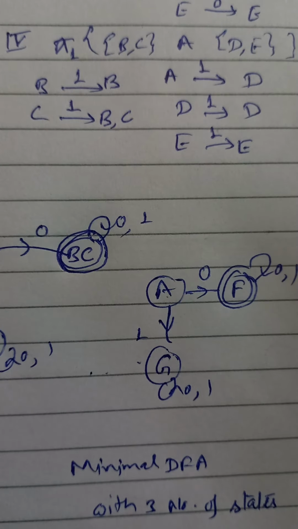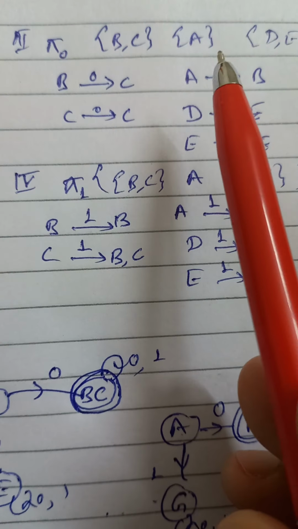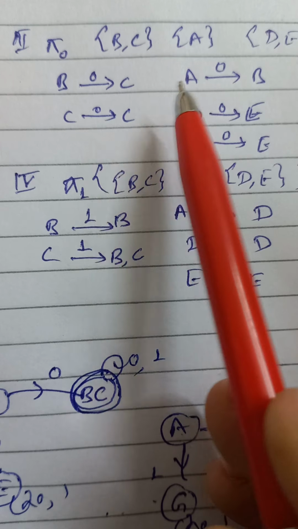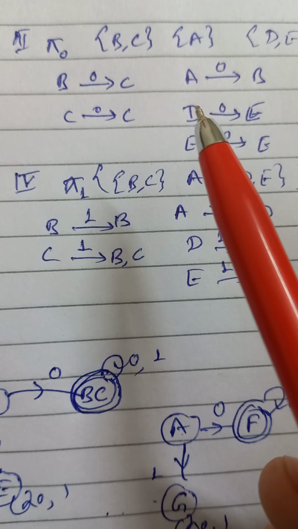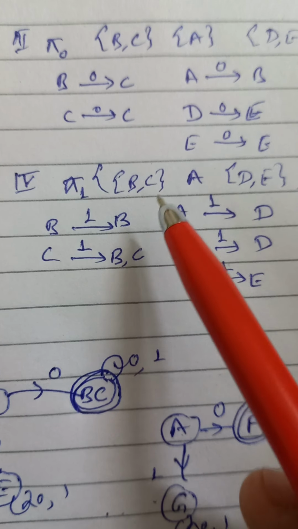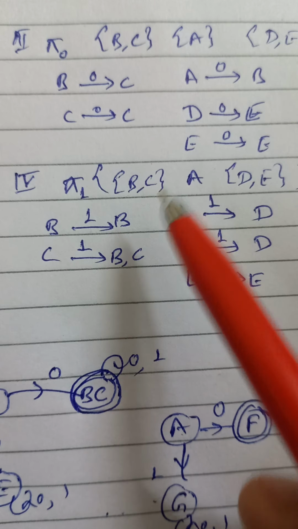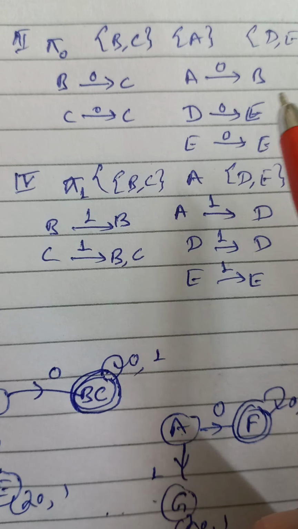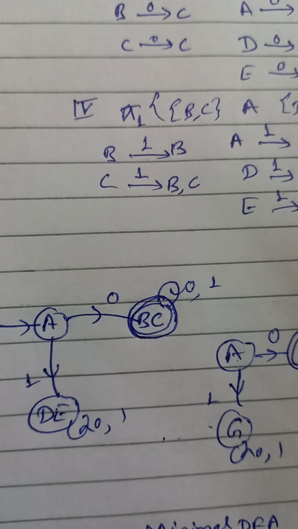So this is the way we can find it out. If states have a similar quality, we put them in one group, and we check both the 0 and 1 transitions. If they are going to the same group, we can make them one state, and in that way we can minimize the DFA.